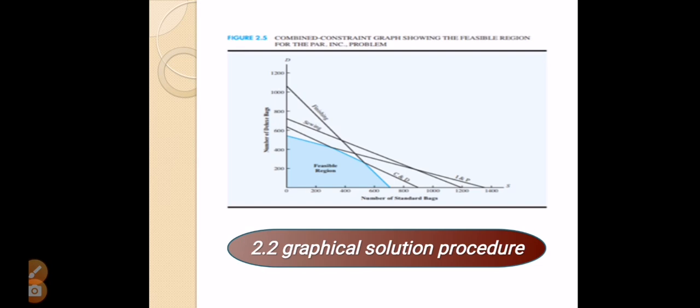2.2 Graphical Solution Procedure. Since we already encountered linear functions in our previous math subjects, most of us already know how to graph a linear function. Since linear functions are straight lines, we know the coordinates of 2 points. In this graph, we will use the constraints to determine the feasible solution. The graph shows the line of limitation according to the constraints.